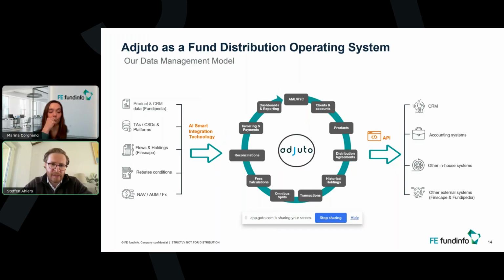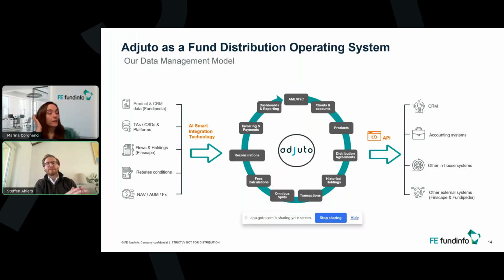Another side note here, Info, we have recently acquired Finscape. They have excellent data from all the UK platforms where you can see subscription redemptions, holdings, and so forth. Again, brilliant source for Adjuto, easily plugged into Adjuto. Of course, you don't need to have Fundipedia or Finscape, but if you have it, it's a nice to have, reduces the implementation time. Other sources: rebates and distribution agreements or dynamic static data.